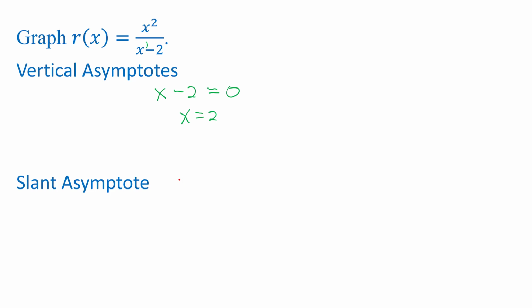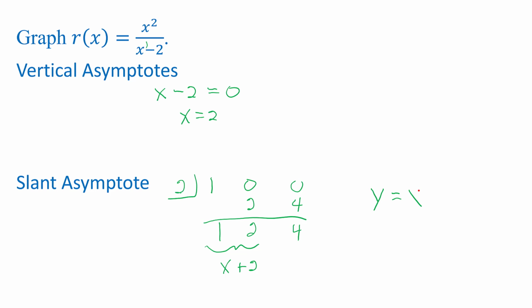I would divide x minus 2 into x squared. I'm going to use synthetic division here. So x minus 2 into 1 times x squared plus 0x plus 0, bring down the 1. 2 times 1 is 2, 0 plus 2 is 2, 2 times 2 is 4, 0 plus 4 is 4. I find that my quotient is x plus 2. Ignore the remainder. Our slant asymptote is going to be y equals x plus 2.